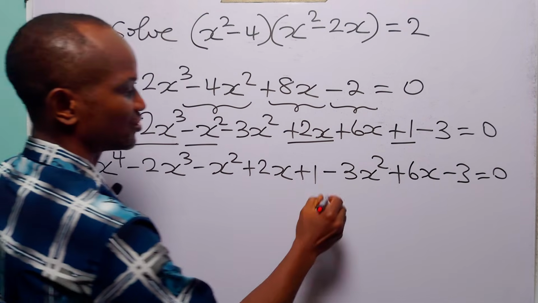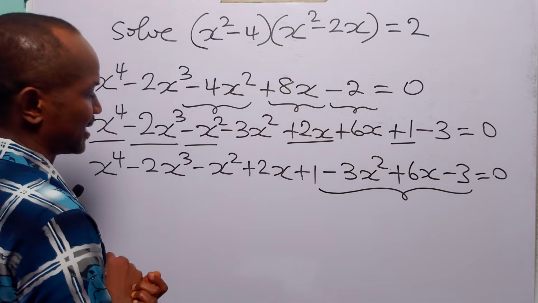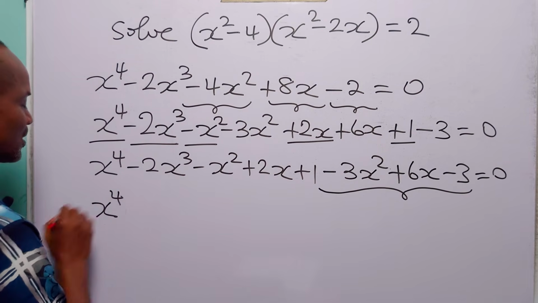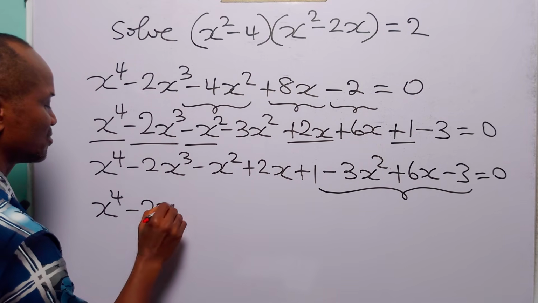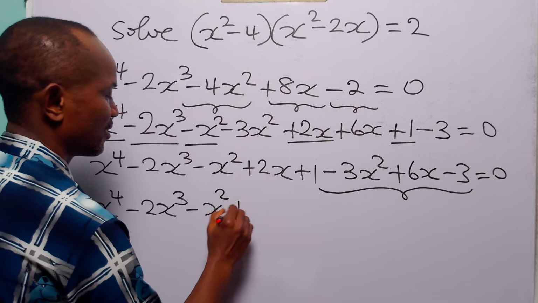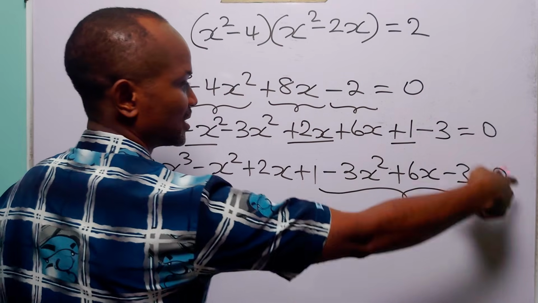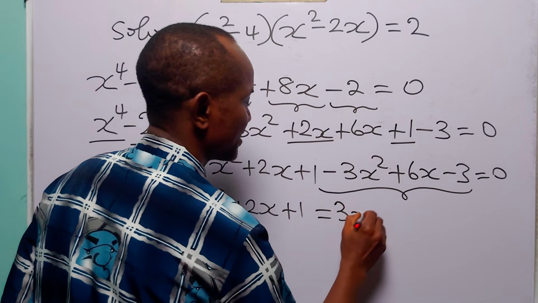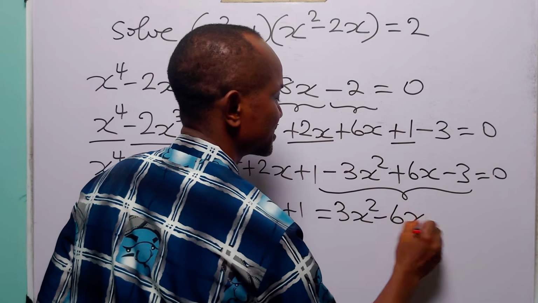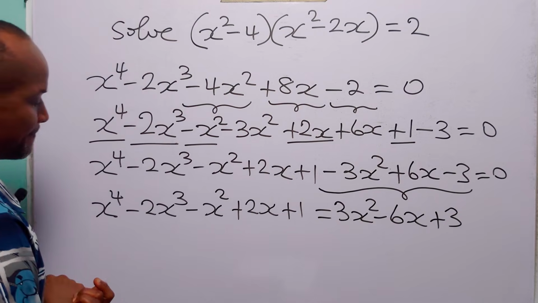Now the next thing we are going to do is move these 3 terms over to the right hand side. When we do that, this equation becomes x to the power 4 minus 2x cubed minus x squared plus 2x plus 1 is equal to, this goes over and becomes 3x squared. This goes over and becomes minus 6x. This goes over and becomes plus 3.